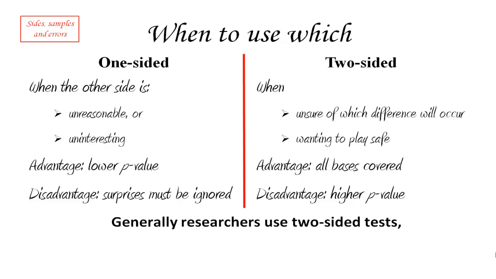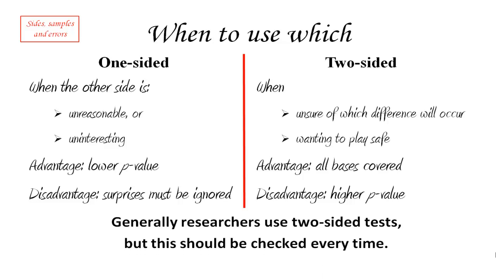So generally researchers use two-sided tests. They are safer. Again, they allow us to cover all bases, and they don't provide any big surprises. However, you want to check in each case what it is that they actually used. Don't assume that everybody always uses two-sided tests. Sometimes researchers do use one-sided tests, and they do so advisedly and properly.